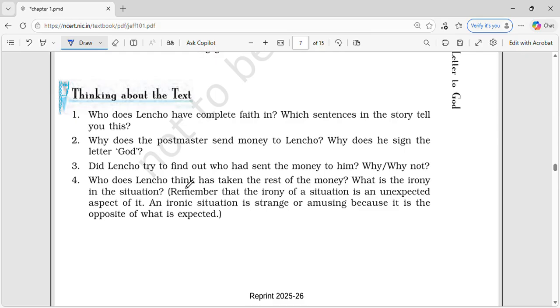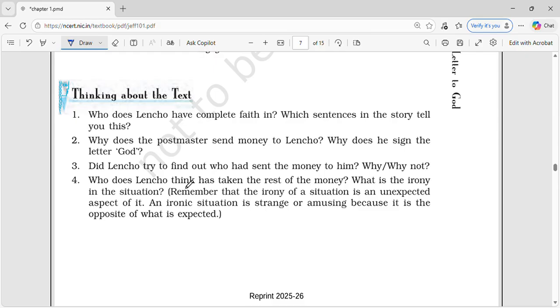Now, why does the postmaster send the money to Lencho? Oh, because of goodwill, na? And then why does he sign the letter to God? So the postmaster was actually touched by Lencho's strong faith in God. He did not want Lencho to lose faith in God, so he collected money from his employees. He cut half of his salary and then sent it to Lencho. He signed it as the letter of God and sent it to Lencho, so he would believe that the money was actually from God. Who thought that?